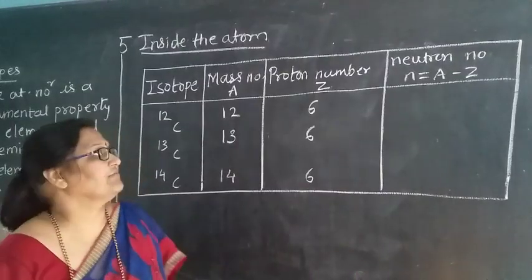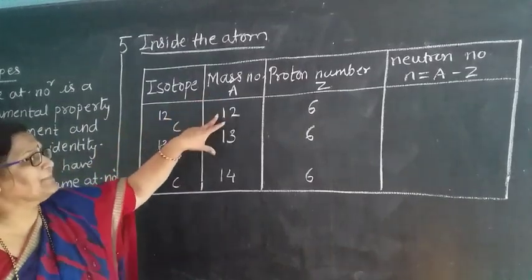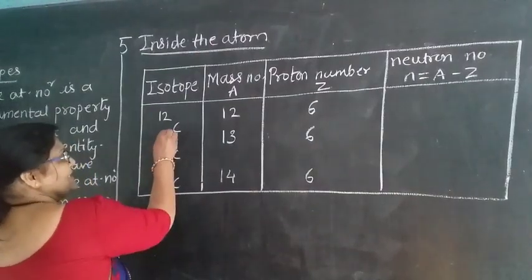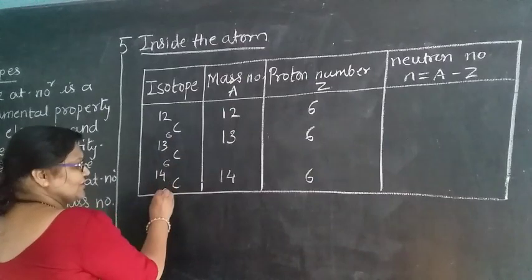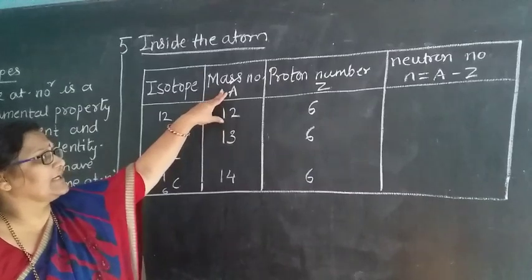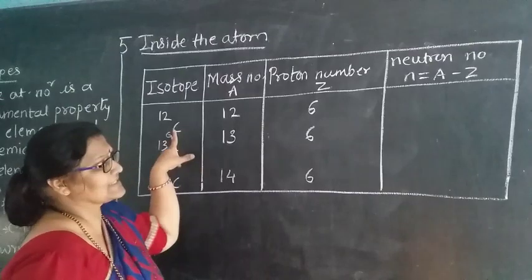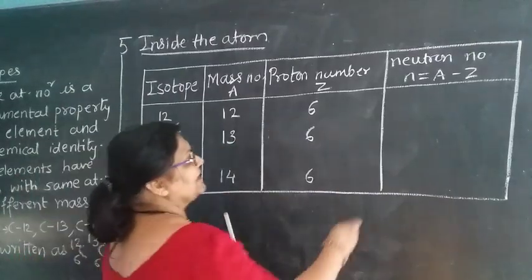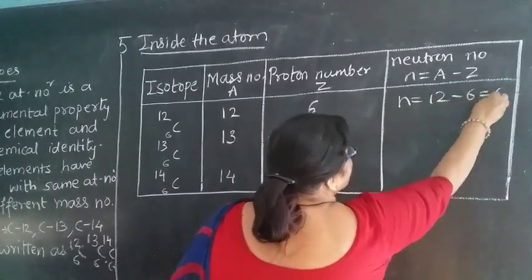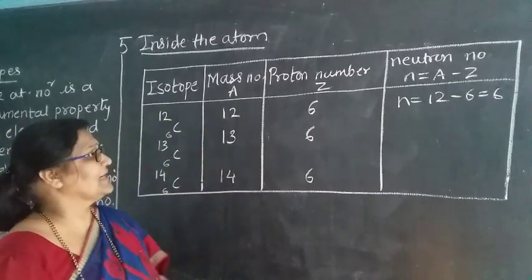So whenever you draw the chart of this one, that is nothing but C12. The mass number is 12, and the atomic number is 6. So what are we going to write here? C12, that means mass number, which is denoted by A, is written as 12. Proton number is nothing but 6. Then what happens here? N is equal to 12 minus 6, that is equal to 6. So the neutron number of carbon 12 is 6.